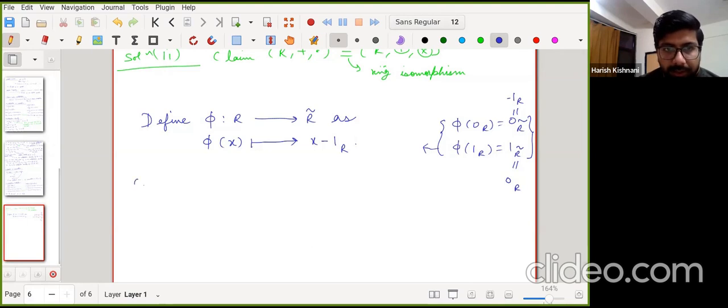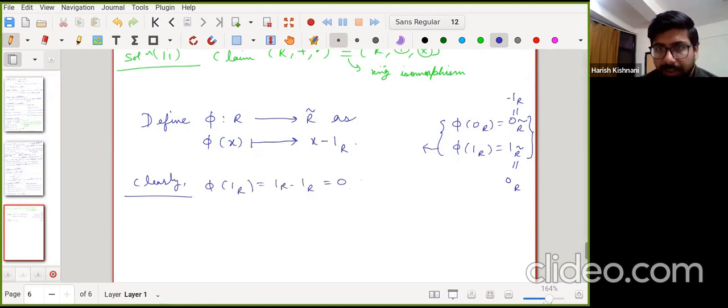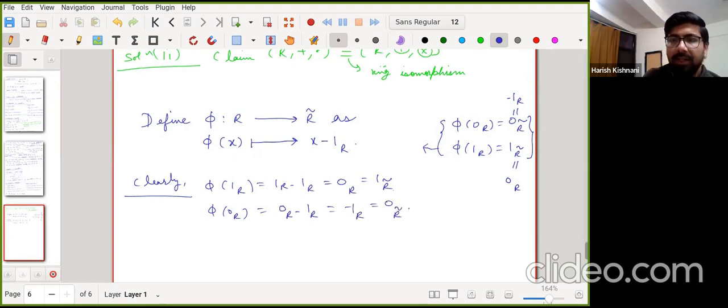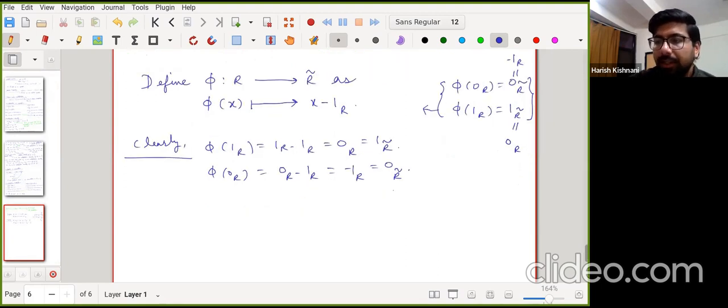So clearly phi of 1R is 1R minus 1R, that is 0 of R, which is the identity of the new ring structure, and phi of 0R is 0R minus 1R, that is minus 1 of R, which is 0 of R tilde. So these two necessary conditions that we used to guess this homomorphism actually work out.